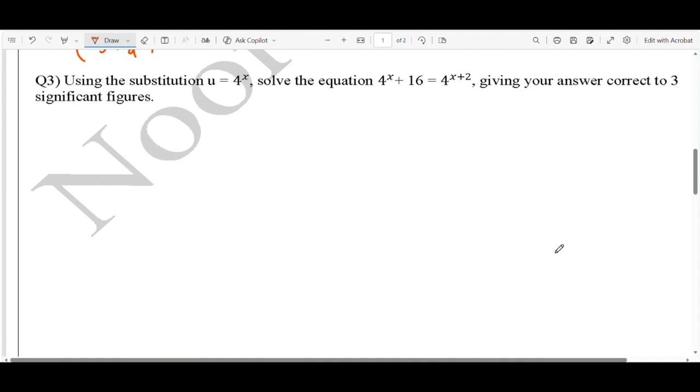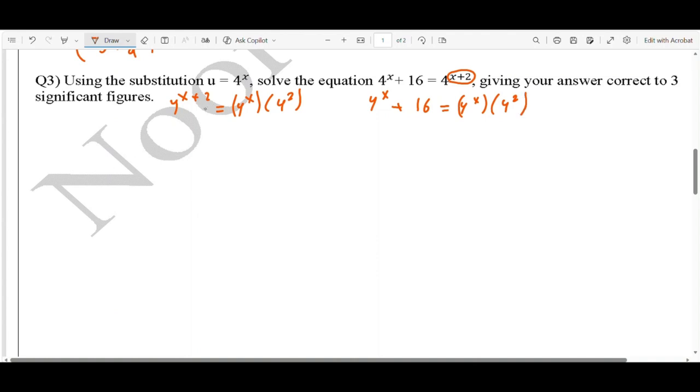Now I'm going to revise the exponential rules. When I'm adding powers, it means I have two similar places. The relationship between them is multiplication. I'm going to rewrite 4 to the power x plus 2 to be 4 to the power x by 4 squared. So actually I have 4 to the power x plus 16 equals 4 to the power x by 4 squared.